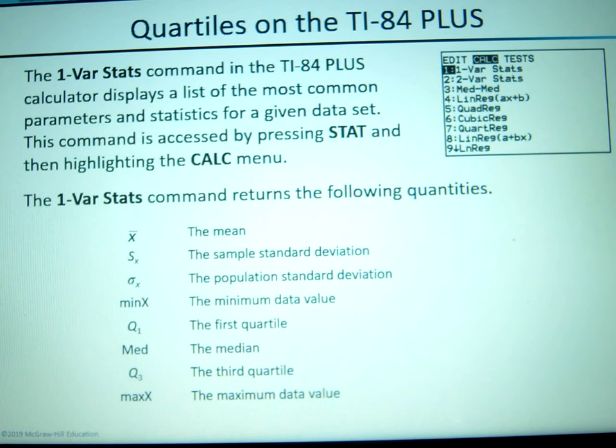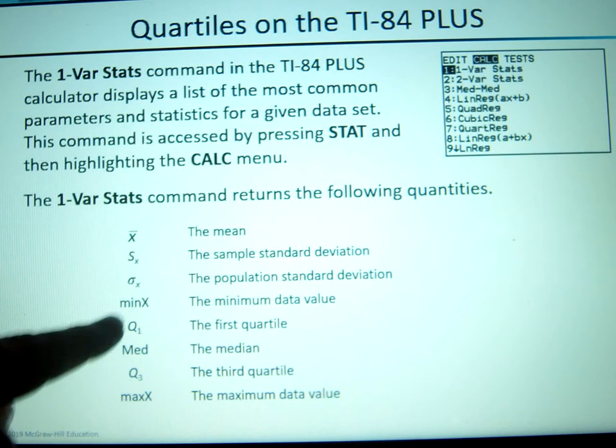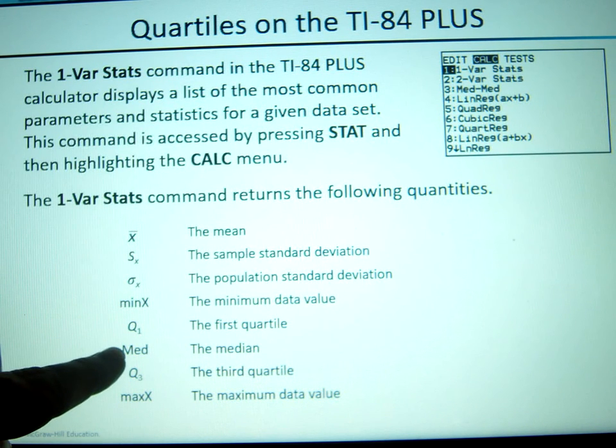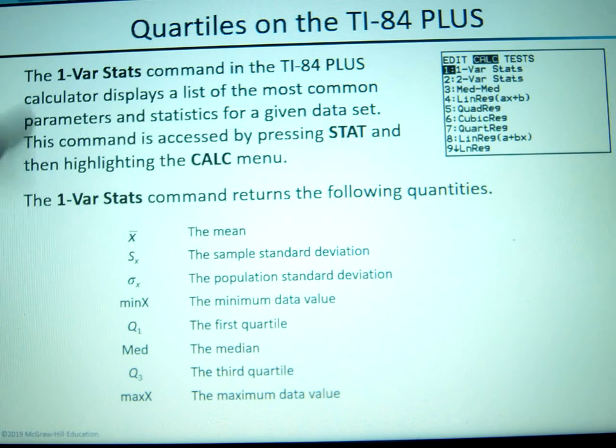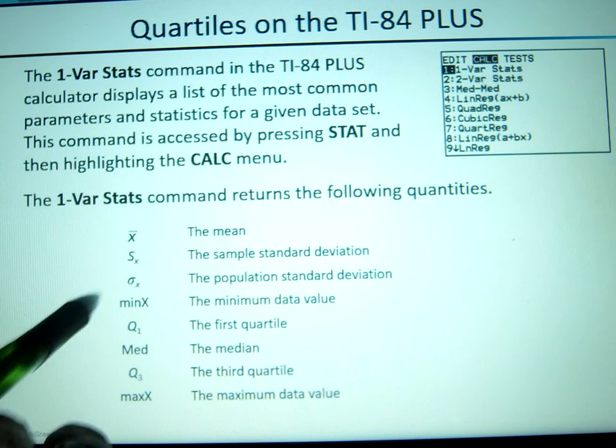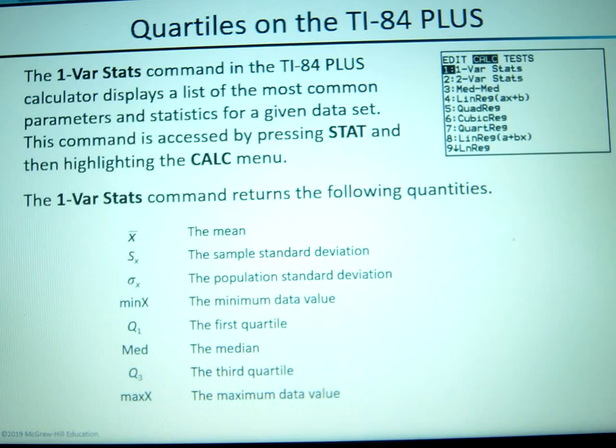Now, we might have noticed last time when we took a look at the calculator, this gave the minimum, the first quartile, the median, which is the second quartile, the third quartile, and the max. So when you go to the Calc menu, the first variable stats command will return those quantities, so you can have them right there. You have to go to Calc, first variable stats, hit enter.